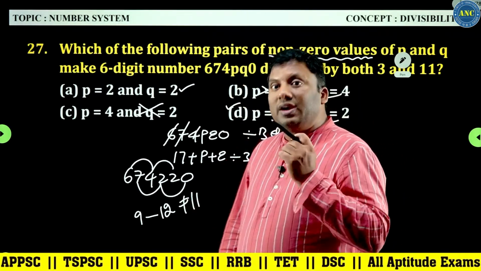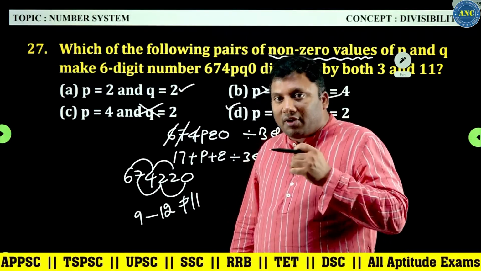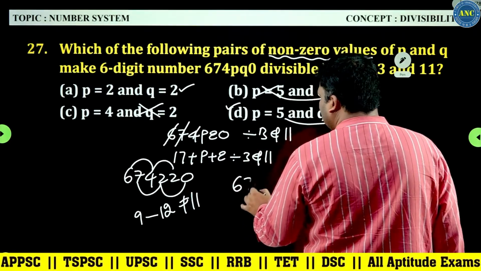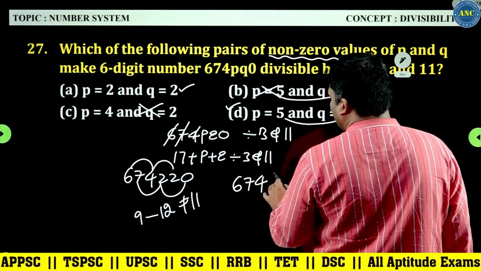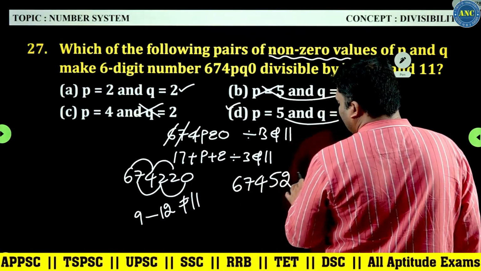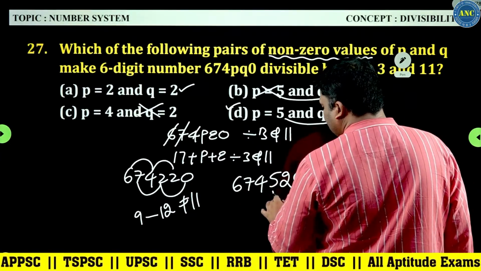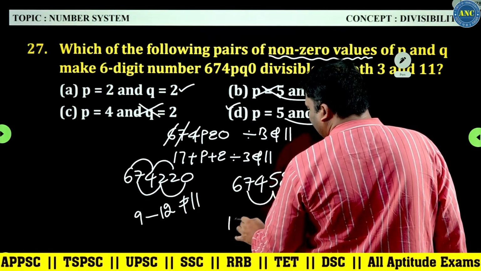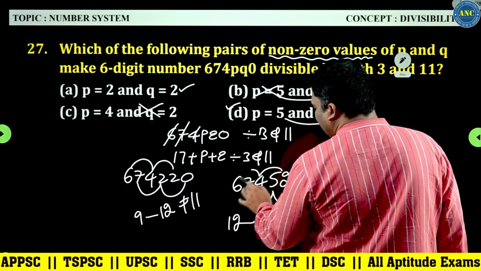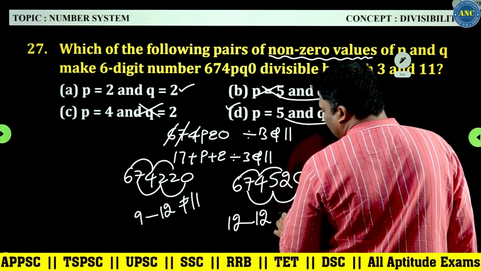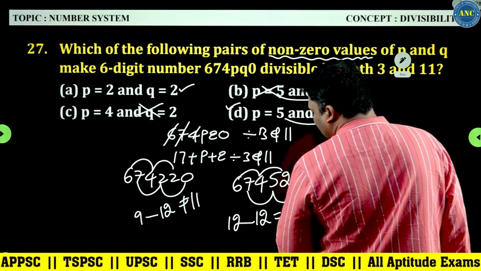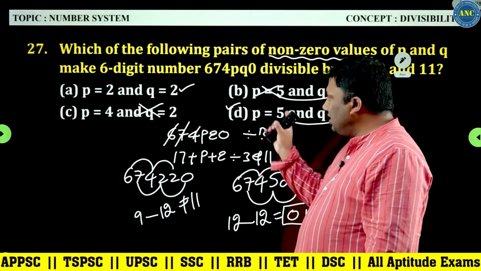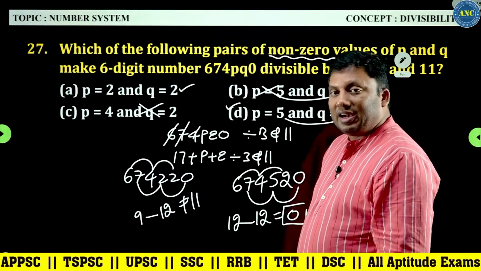What is the divisibility rule of 11? Sum of odd places minus sum of even places. Take 674520. Sum of odd places: 0 plus 5, 5. 5 plus 7, 12. Sum of even places: 10 plus 2, 12. 12 minus 12, 0. That means this is divisible by 3 and 11.